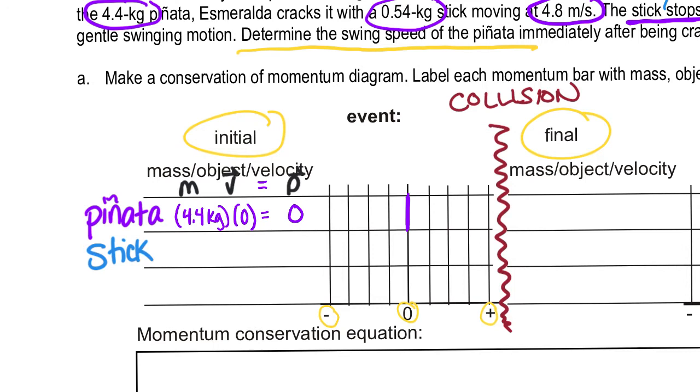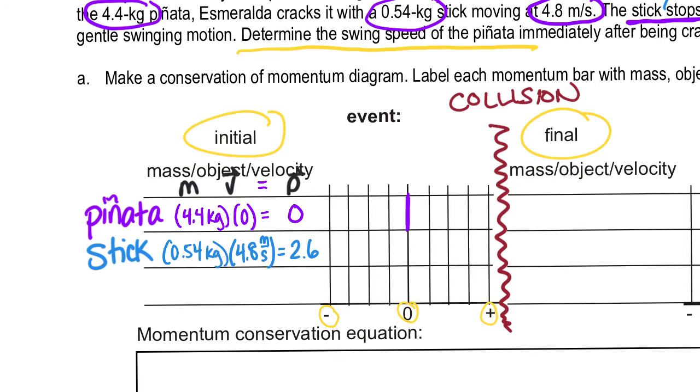And we'll take a look at the stick before the collision. So the stick is 0.54 kilograms. Then it is traveling at 4.8 meters per second. And I'm going to have to do that little bit of math, so I'm going to get my calculator out. I'm going to take 0.54 times 4.8, and I get 2.6, and my unit there is kilogram meters per second. I don't really have room to write it there, but that's okay.